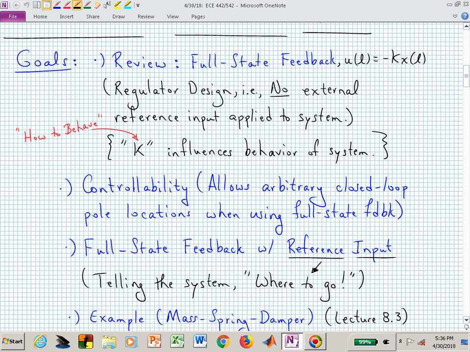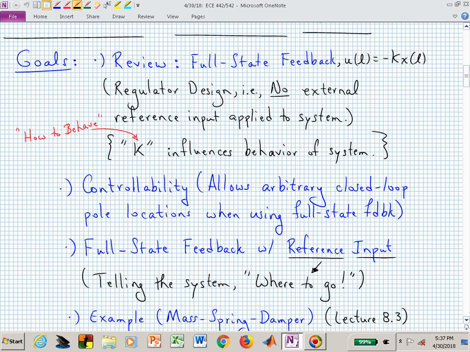If we're going to 10 degrees, or if we want to go to 14 miles an hour, that's telling us where to go. That's when we want to inject a reference input, or an external reference input. K, this full state feedback matrix, influences the behavior of the system, the dynamics, so that our system is arbitrarily capable of being controlled, or told how to behave any way that we want. And now you can think about the performance specifications.